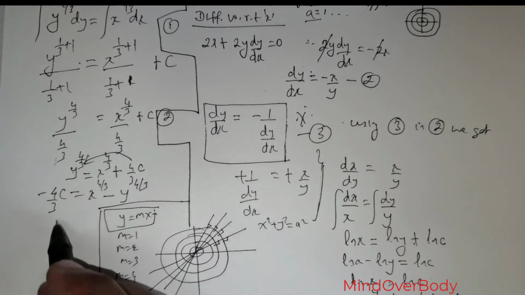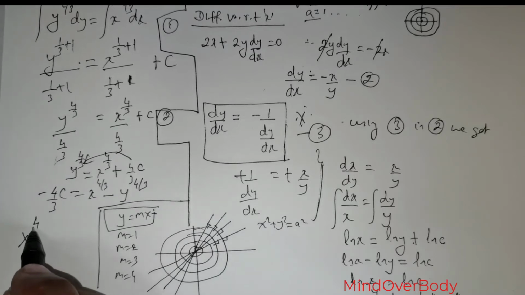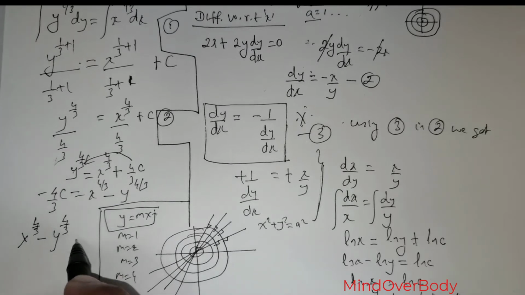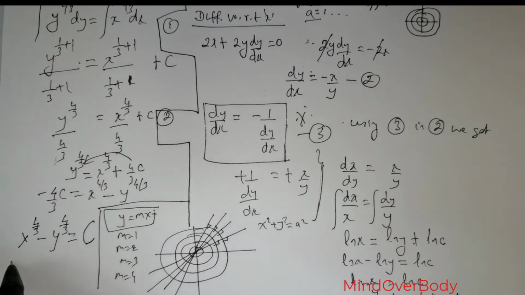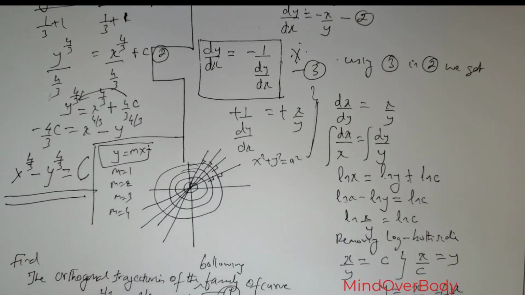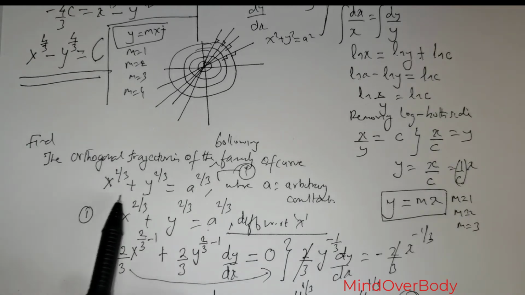So this entire thing can be replaced as a constant. So I'm going to rewrite this entire thing as x raised to the power of 4 over 3 minus y raised to the power of 4 over 3 is equal to some constant, capital C. So this is the final solution. Now what is this? This is what we want: those families of curves that are intersecting the given family of curves in an orthogonal fashion, or orthogonally. So that completes the solution to this question.